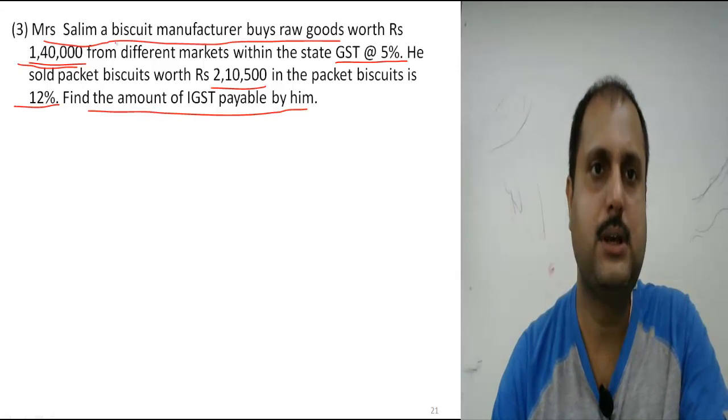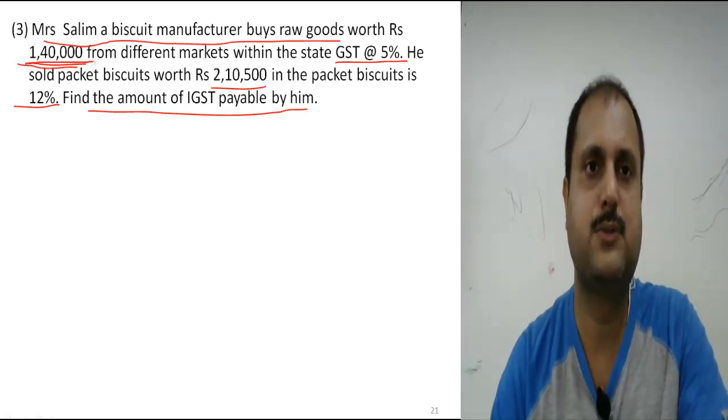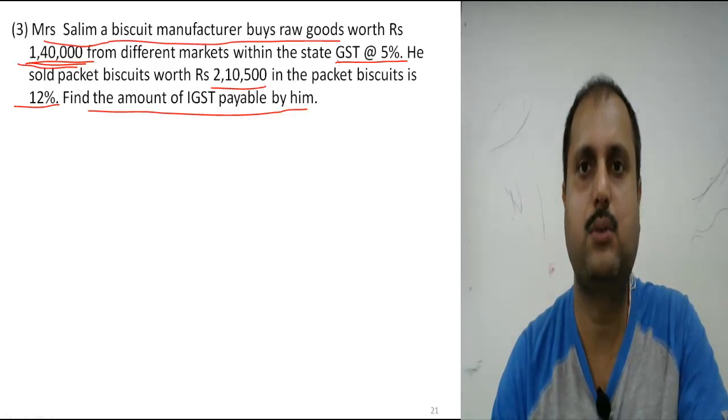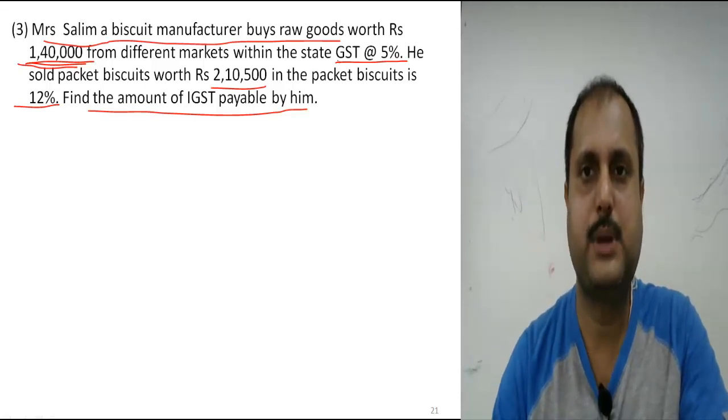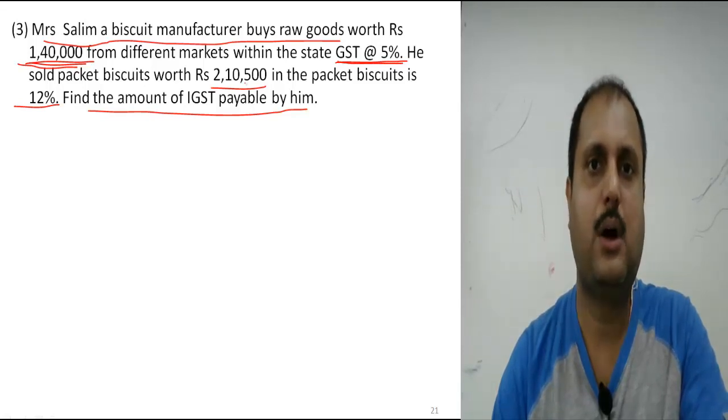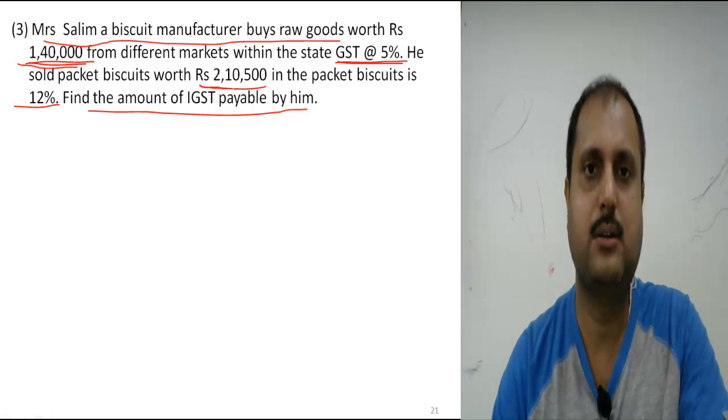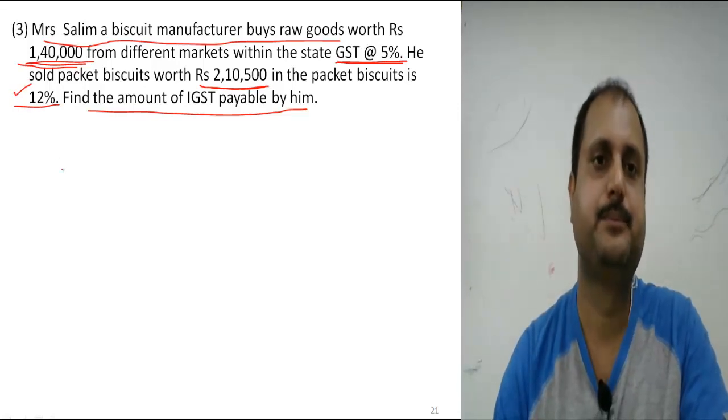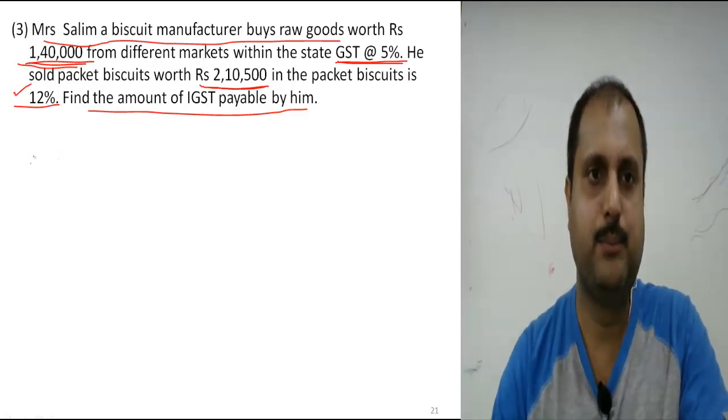Now you can easily understand he has purchased raw material of rupees 1,40,000 and the GST he has paid on this purchase is 5%. Now after manufacturing it, the biscuit he has sold for 2,10,500 at the rate of 12% as the GST. So you can find out the input GST.